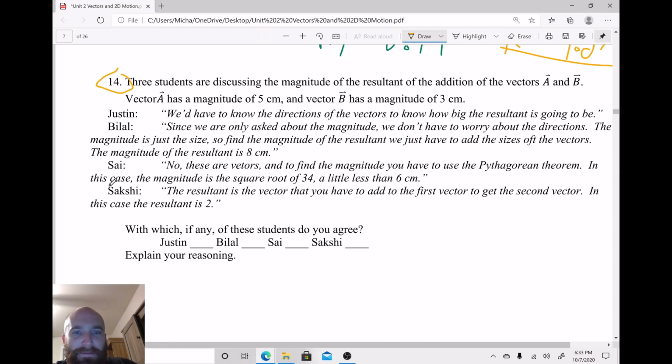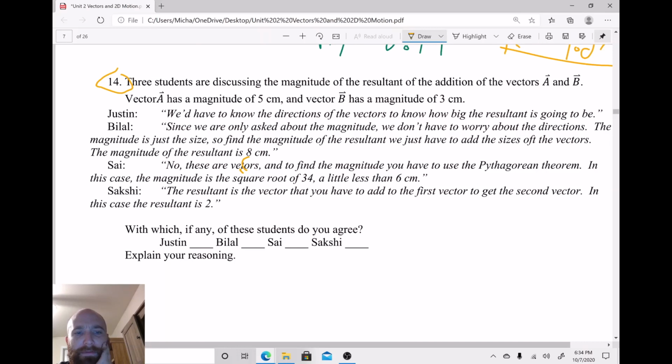Sai says, no, these are vectors, and to find the magnitude, you have to use the Pythagorean theorem. In this case, the magnitude is the square root of 34, a little less than 6 centimeters. Sakshi says the resultant is the vector that you have to add to the first vector to get the second one. In this case, the resultant is 2. Who do you agree with? Any of them, all of them, what do you think?